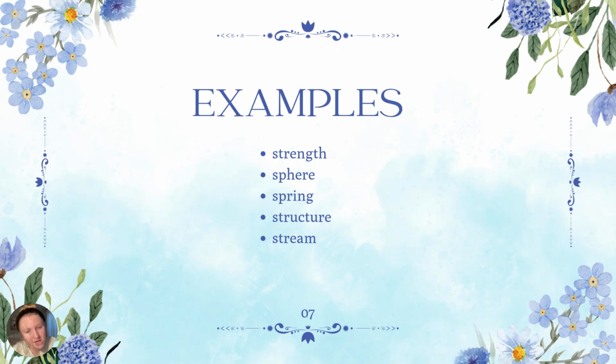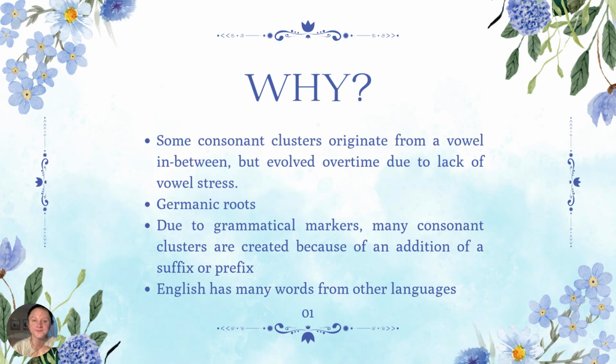So next, sphere, spring, structure, and stream. So STR and SPH are very big ones. SPR. So yeah, we'll find a lot of those. So why is this allowed is the big question.